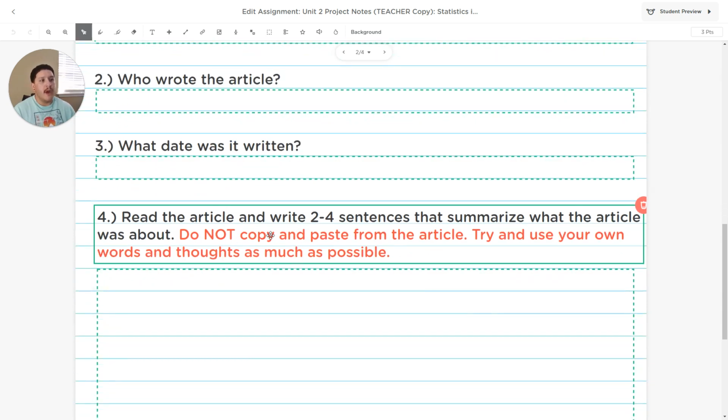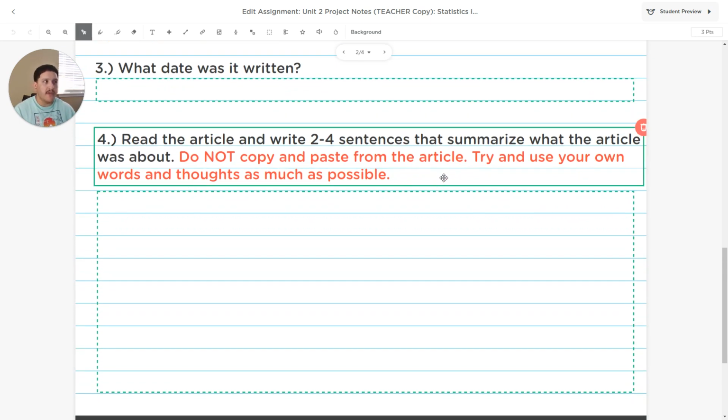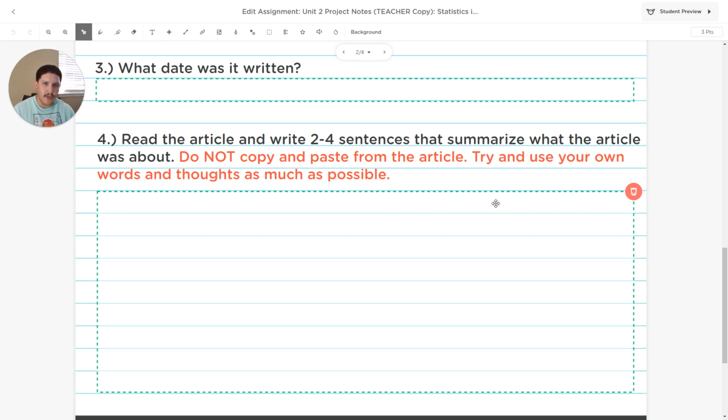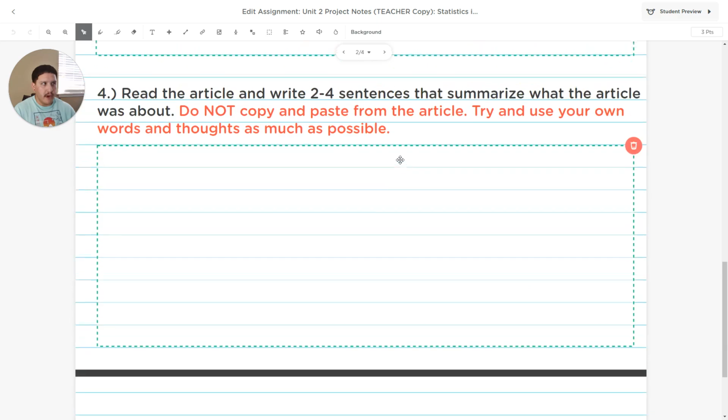And then when you read the article, I want you to write 2 to 4 sentences that summarize what the article was about. Try not to copy and paste from the article. Try not to use AI to create your summaries. I can tell whether you use AI or not. Use the best way that you can. Use your own words to summarize the important points of the article. That basically tells me what the article is about. Okay? And that's it for summarizing the article.